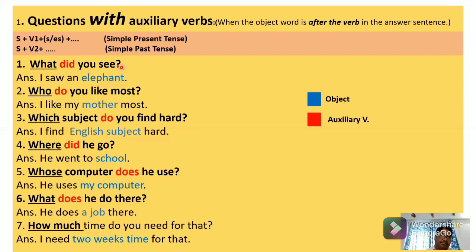See, what did you see? There are two types of verbs. We already discussed that there are two types of verbs, main verbs and helping verbs.